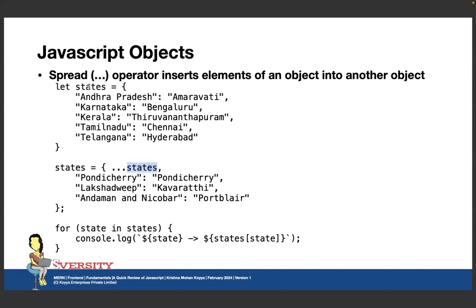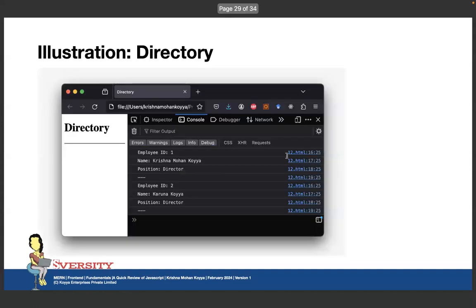So all I'm doing is getting the existing states, triple dot, so I'm spreading them, plus I'm adding 3 more key value pairs. This entire thing is going to be now states. Means states is no longer constant. Here I have some value, here I am assigning a new JSON. That's why I am using let as the keyword. All right.